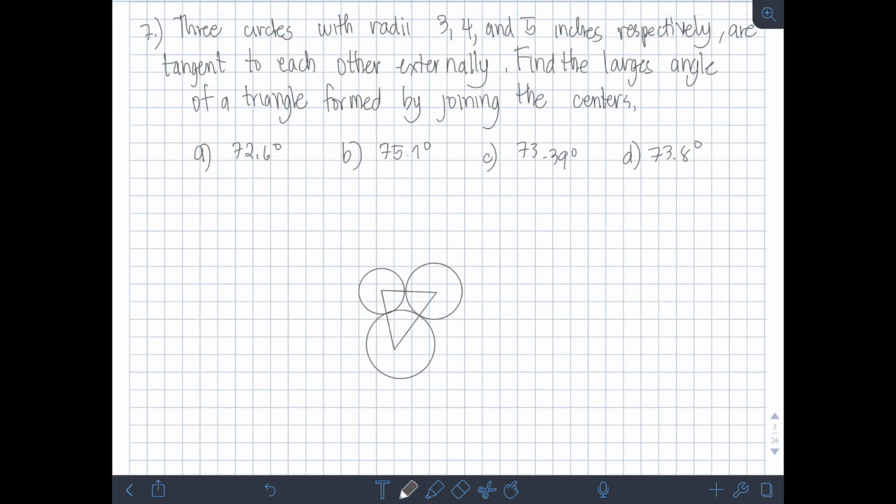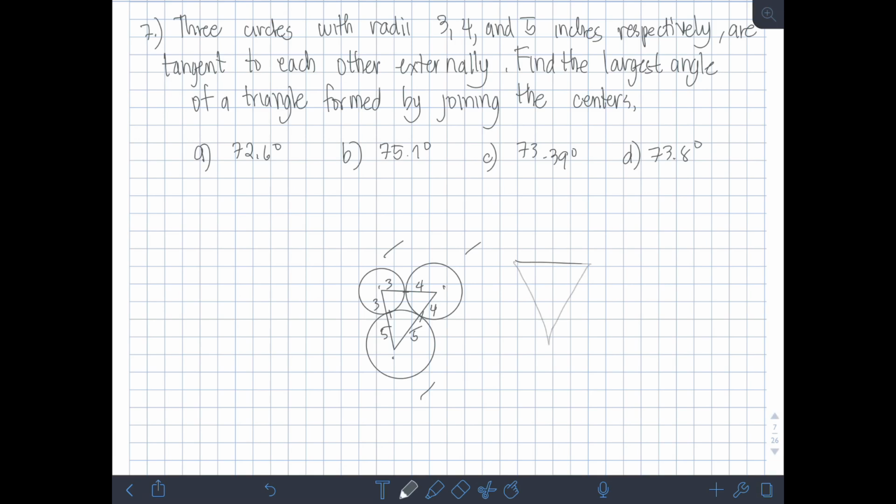Okay? Next, we have 3 circles with radii 3, 4, and 5 inches respectively that are tangent to each other externally. Find the largest angle of a triangle formed by joining the centers. So we have three circles tangent externally to each other at these points, with radii 3, 4, and 5. This is the triangle we formed when we join their centers.